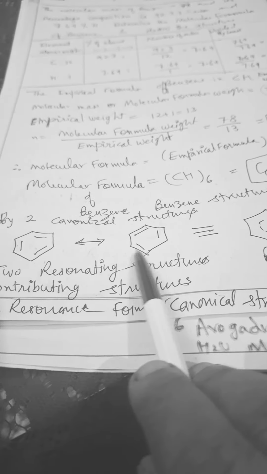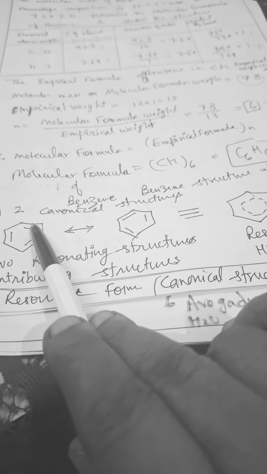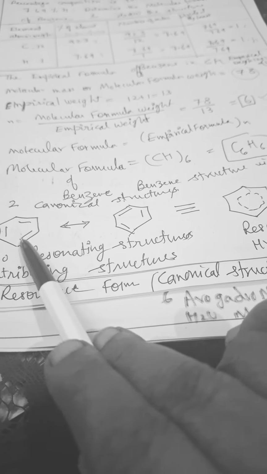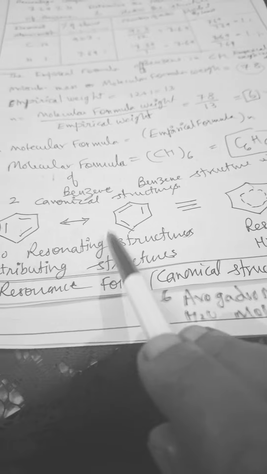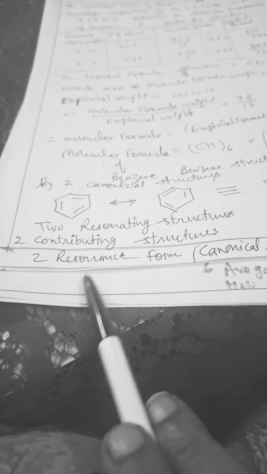The structure can be represented by two canonical structures. This is a hexagonal benzene ring with alternate double bonds in conjugation with each other, so 3 pi bonds are there. This is also called a contributing structure, resonating structure, or canonical structure. Benzene can be represented by these two structures, and the resonance hybrid is the most stable structure of benzene. That is why you have seen that many times they put a circle.